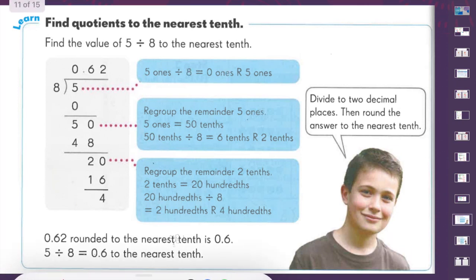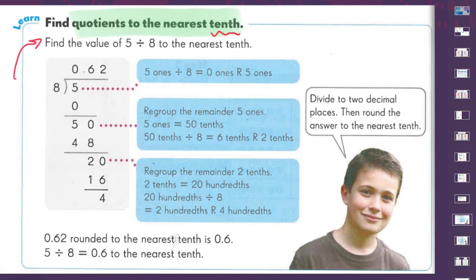Now we're going to start talking about finding quotients to the nearest tenth and hundredth. So we're going to jump in with tenths. So let's say we needed to find the value of 5 divided by 8 to the nearest tenth. We're going to talk about what this means to the nearest tenth as we are dividing. But first, let's talk about 5 divided by 8. How would we write this in a division problem that we can solve?